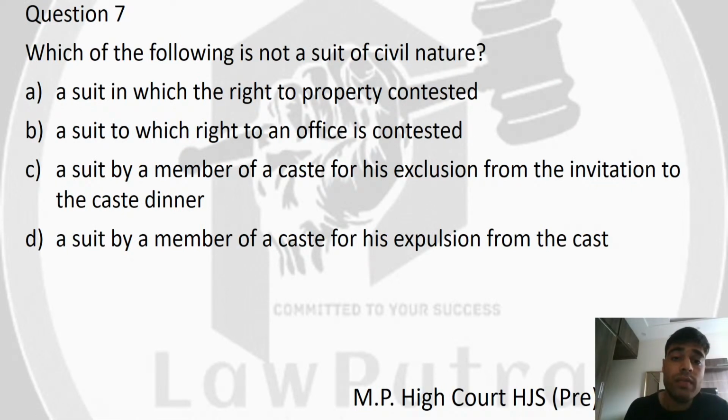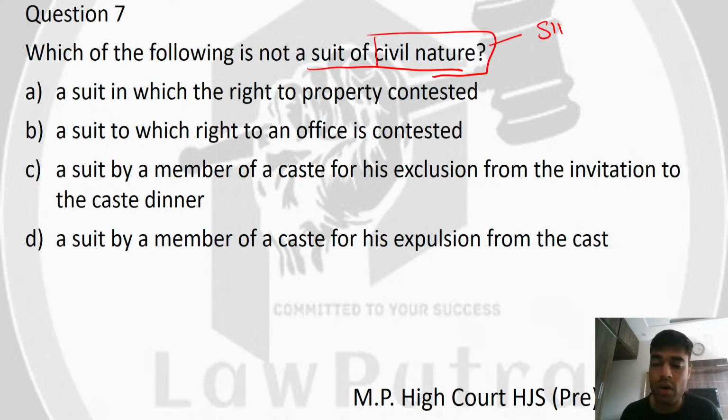Next question. Which of the following is not a suit of civil nature? Now see, this is very important because suit of civil nature comes when you study section 11, which is res judicata. A suit in which the right to property is contested, a suit in which the right to an office is contested, a suit by a member of a caste for his exclusion from the invitation to the caste dinner, a suit by a member of a caste for his expulsion from the caste.